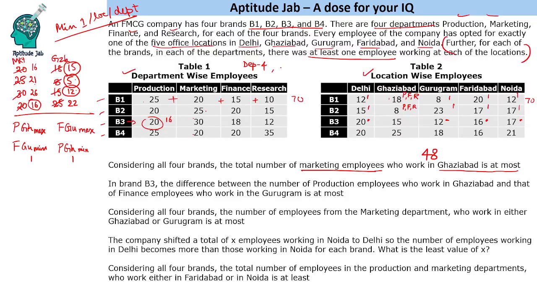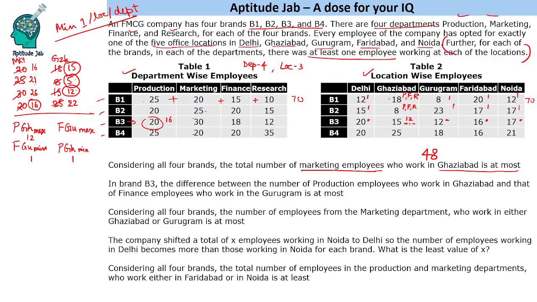Similarly, location wise, we will subtract 3, because when we are putting one production employee, we have to put at least one each of marketing, finance, and research. So we'll put 3 at least, and we are left with 12. So this is 16 and this is 12, and we will pick the lower of the two values. So the maximum we can assign is 12.